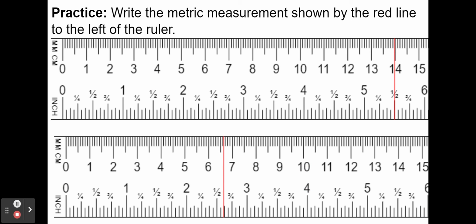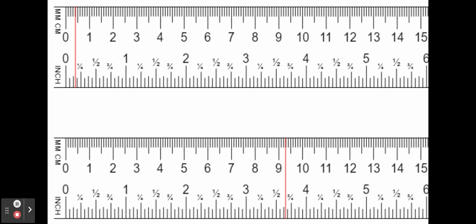So now let's go ahead and do a little practice. We want to write the metric measurement shown by the red line to the left of the rulers on your sheet. So you've got 4 to try. I have 2 on this slide and 2 on the next. So go ahead, pause the video, give it a try and see what you get for those, and then we'll check here in a minute.